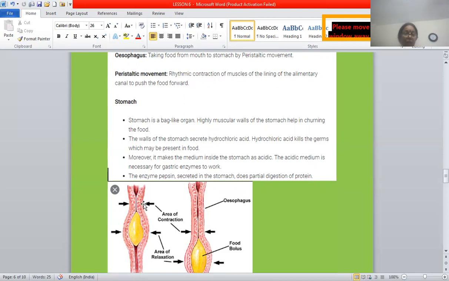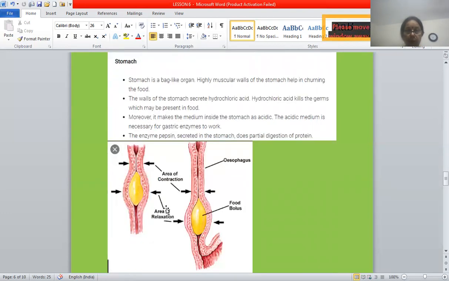Its muscles undergo rhythmic contraction and relaxation to push the food forward. You can see this is the bolus, or food. Then this is the area of contraction, area of relaxation, then again area of contraction. The food moves in this way in the esophagus.